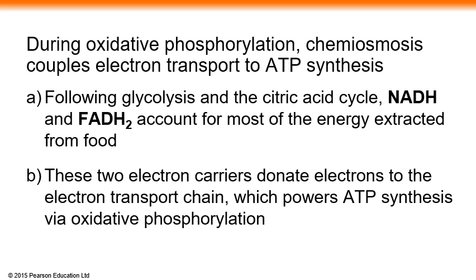So high energy electrons get trapped in NADH and FADH2, and these electron carriers donate electrons to the electron transport chain, which powers ATP synthesis via oxidative phosphorylation.